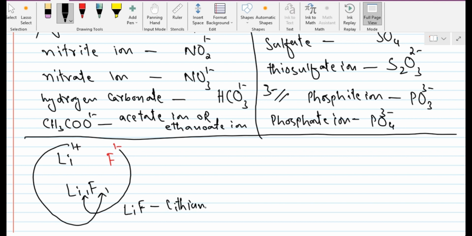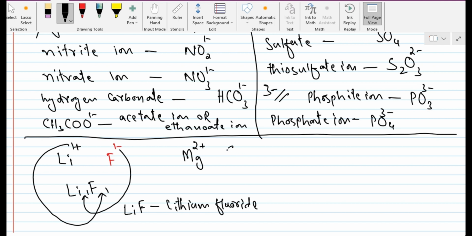Lithium fluoride. Understood? One more example. If I take magnesium, the symbol for magnesium is Mg, and because it belongs to group 2 of the periodic table, it has a 2 plus charge.